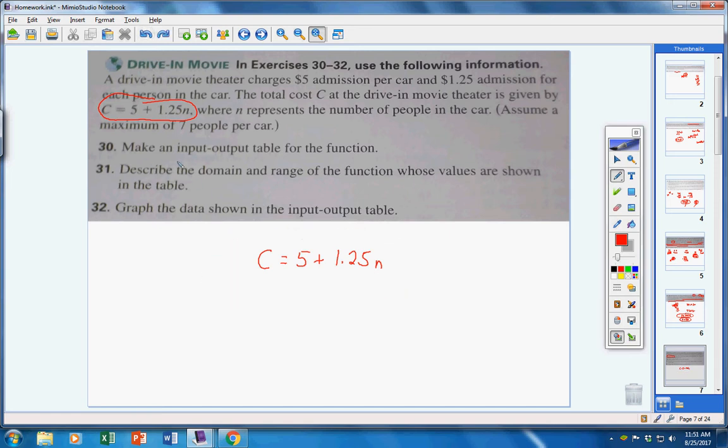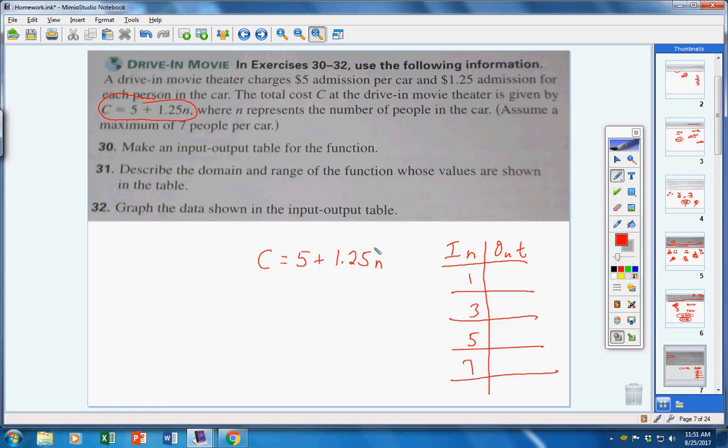Okay, so we're going to make an input-output table. So in, out. Now notice they did not give you any numbers for your input, so you can choose those. How many is up to you? I'm just going to say 1, 3, 5, and 7. That's good enough for me. Okay, so here we go.